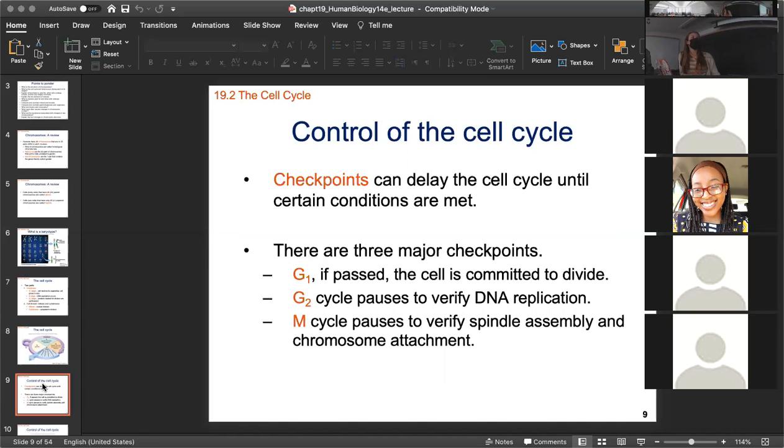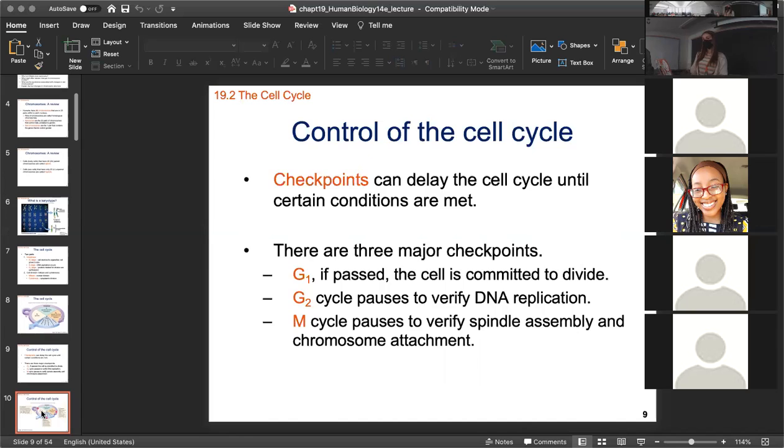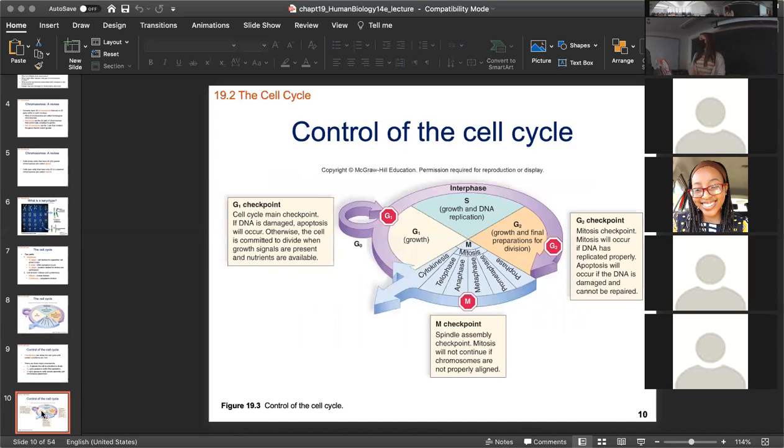So G1 happens in the first G phase. There's a little stop sign. You guys see that stop sign? Those are the different checkpoints. G2 down here is not just Gatorade. It also is a checkpoint where we're making sure that those proteins were created so that we can divide appropriately.